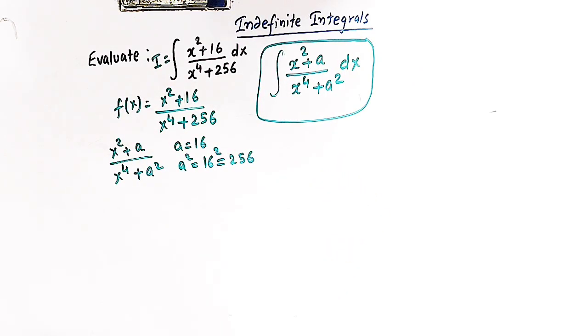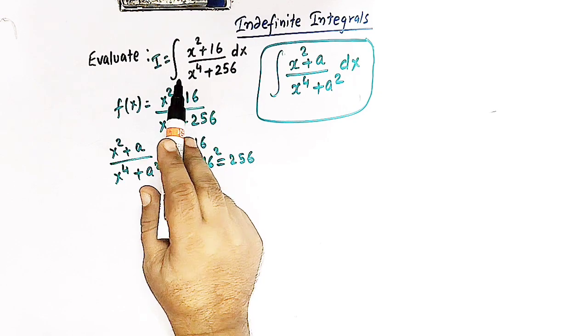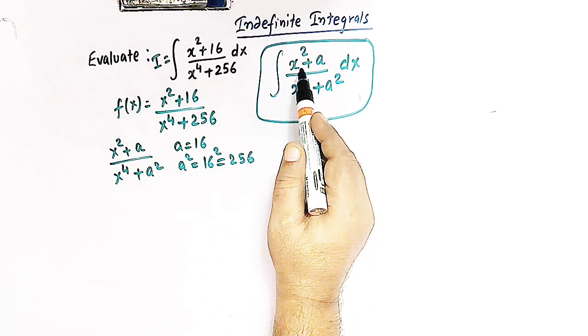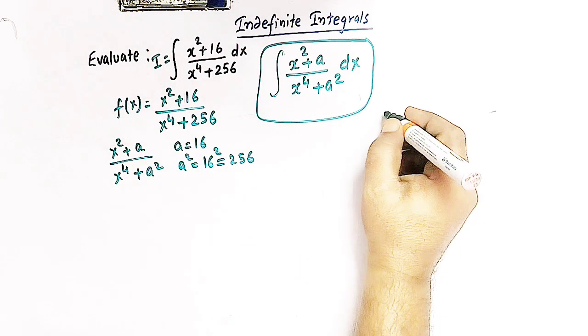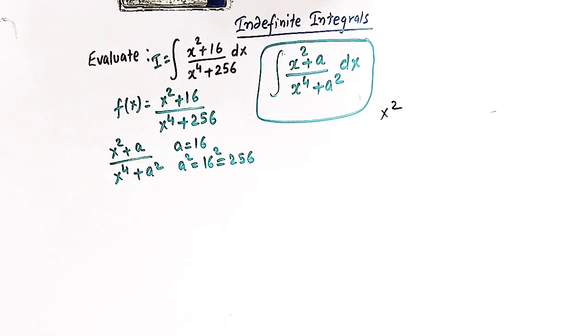So the first step in evaluation of these type of integrals is to divide the numerator and denominator by x square, right?